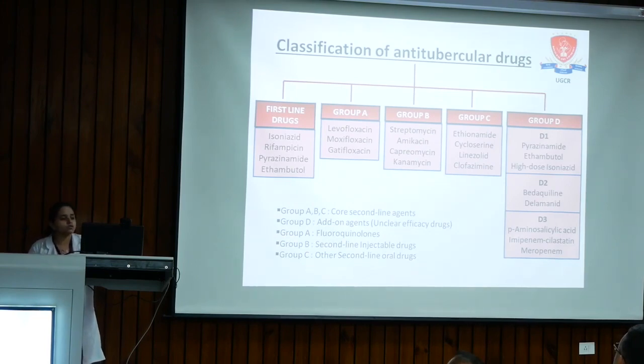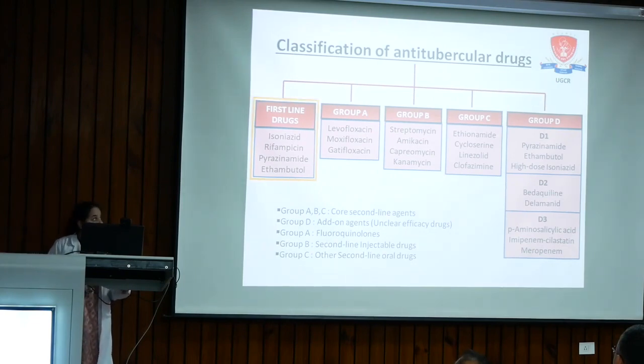Classification of anti-tubercular drugs. Anti-tubercular drugs, according to WHO 2016, are classified into first-line drugs, Group A, Group B, Group C, and Group D. Group A are the fluoroquinolones, Group B are the second-line injectable drugs, and Group C are the second-line oral drugs. And Group D are the add-on agents. In this PPT, I will discuss in detail about first-line drugs.